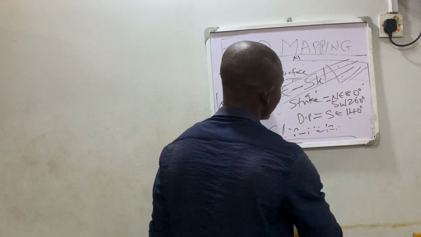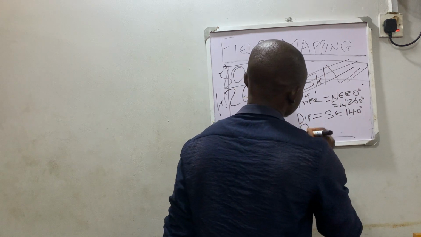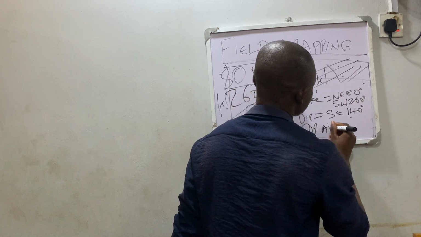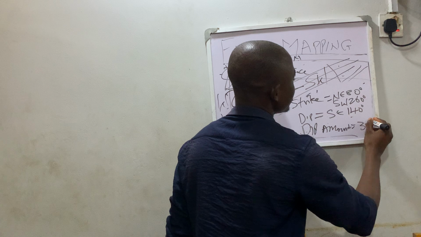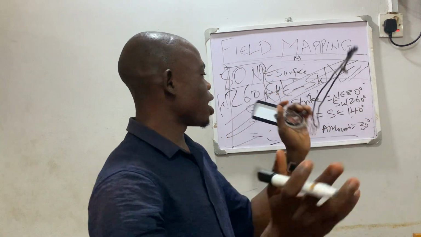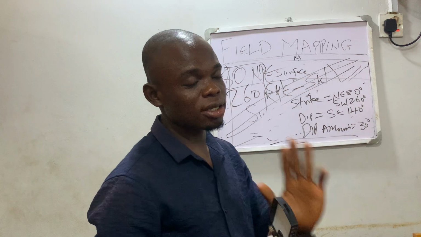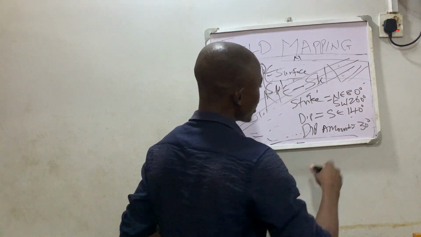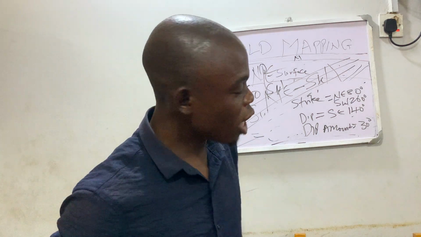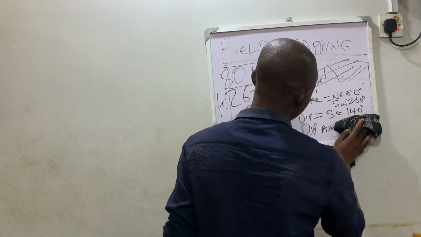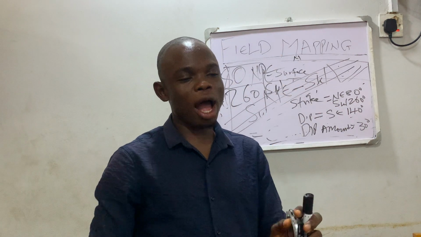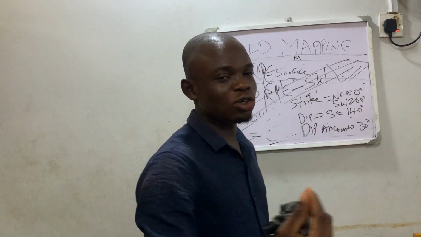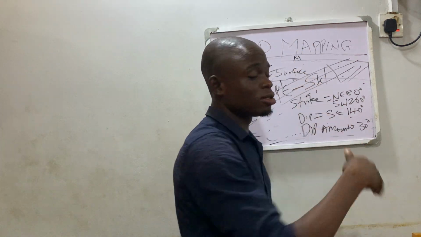So what you will do now is write dip amount. Dip amount is equal to 30 degrees. It doesn't have any direction like northeast or southwest, because what you're measuring is an inclination. So that's for that. And now that we are done with the orientation of the outcrop, how it is dipping, how it is striking, and the dip amount, the next thing to do now is to describe the features found in the outcrop. So our next lesson now will be going into the features.